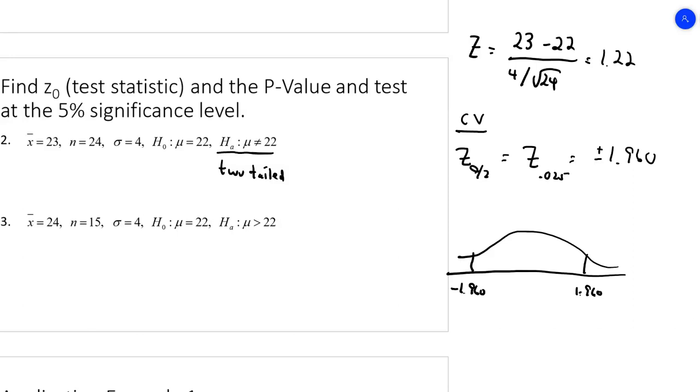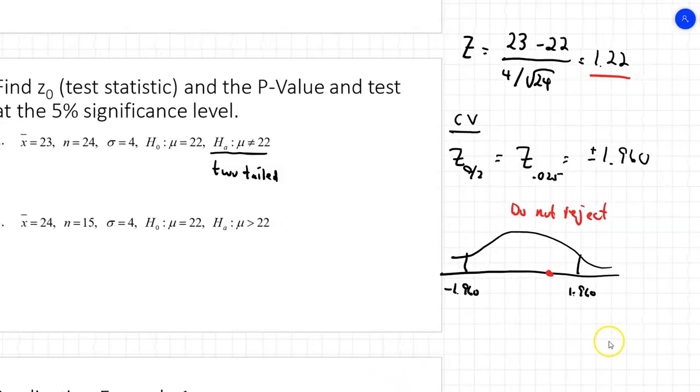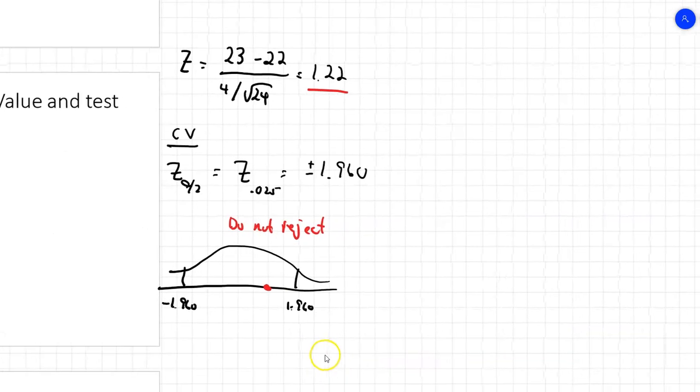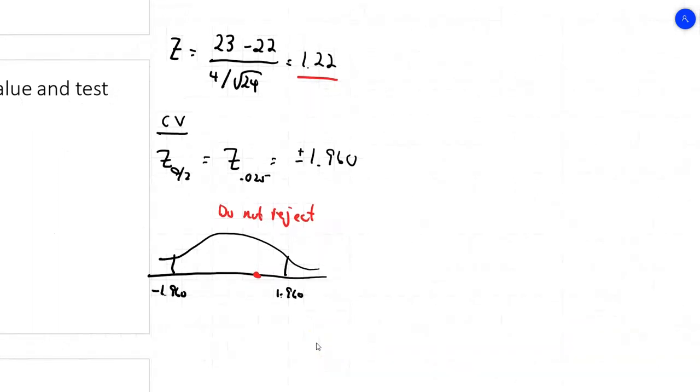Right, where's that test statistic lie? That 1.22 right over there. Do not reject. Not enough evidence to say that I should reject the null in favor of the alternative. So right now I'm going to hang on to the null, not because I believe the null 100%, but simply because I don't have enough evidence to throw it away in favor of something else.